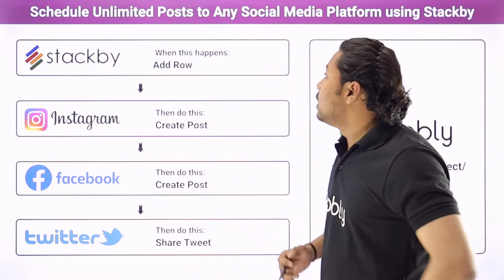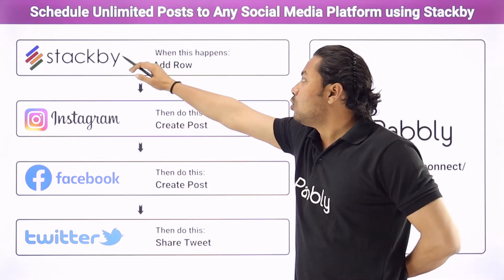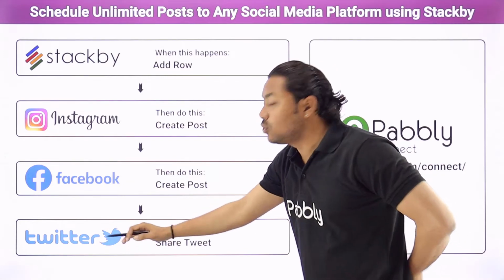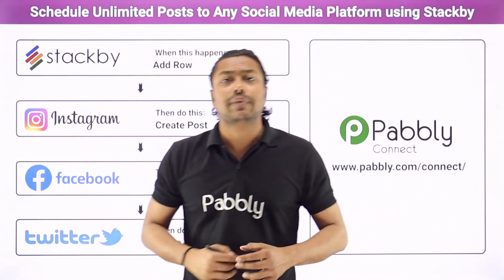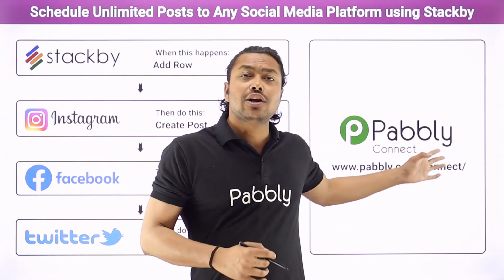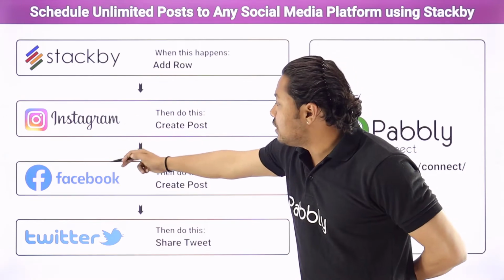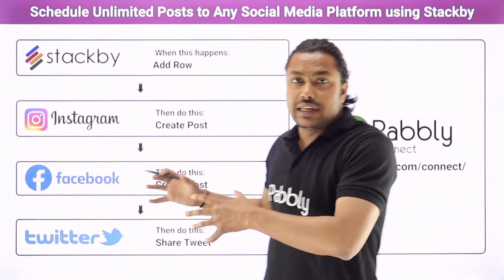Now, what are we going to do here? First, we are going to add a new row to our Stackby. Through that row, an automatic content will be posted to your Instagram, Facebook, and Twitter at scheduled dates and time. Now, to do this automation, we are going to use an integration and automation service, Pabbly Connect, which will help us connect Instagram, Facebook, and Twitter to Stackby so that our automation can work.